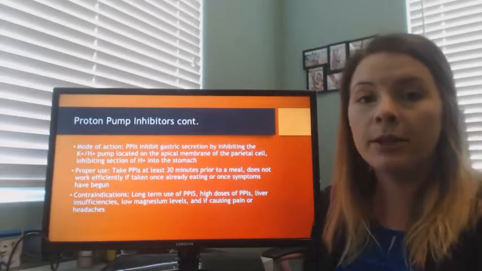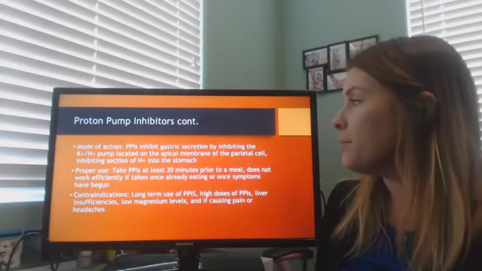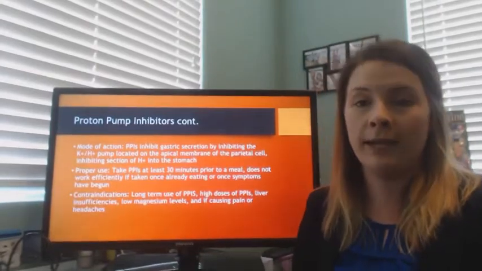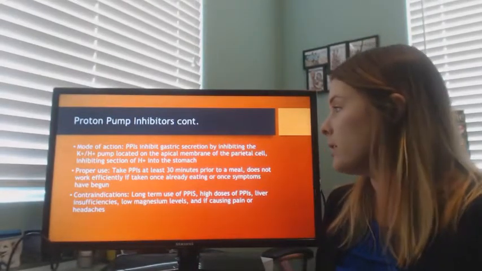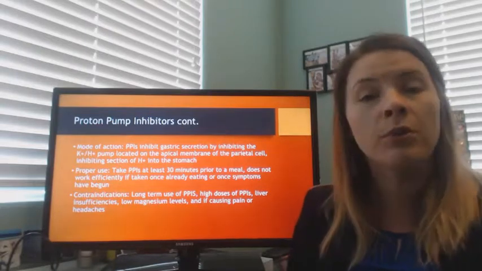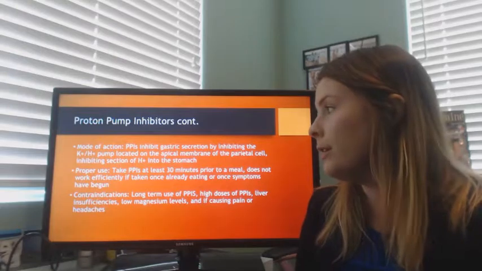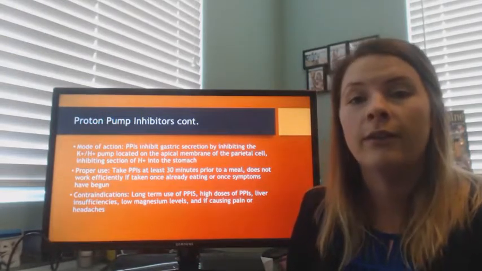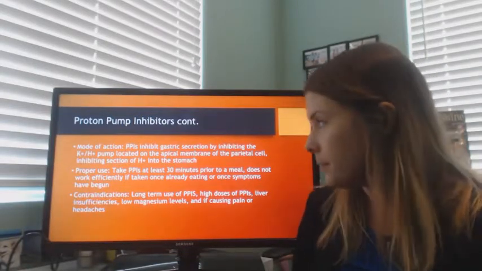To go a little deeper into proton pump inhibitors, their mode of action is that PPIs inhibit gastric secretion by inhibiting the potassium hydrogen pump. The potassium hydrogen pump lives on the apical membrane of those parietal cells, the cells we talked about that aid in digestion. And PPIs inhibit the secretion of the hydrogen, which is what is causing the acid.